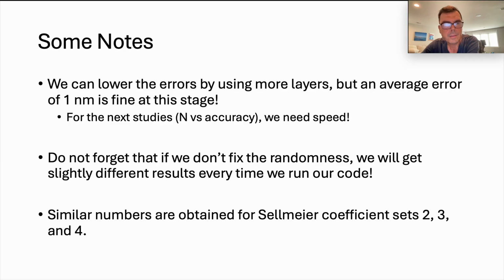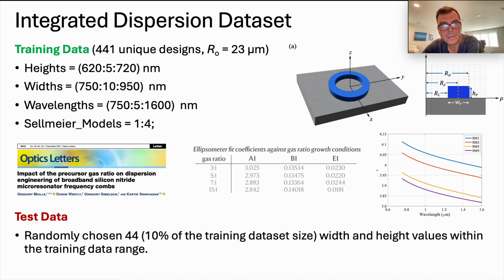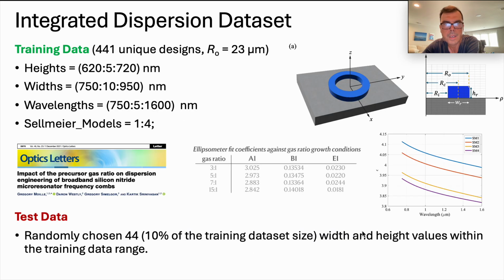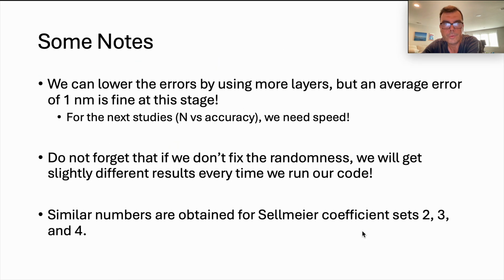The other thing is, by the way, I put these notebooks on my GitHub repository. You can see the address in the first slide, under ring dimension dataset, DS. But I forgot to fix the randomness. So every time you run these codes, you will get almost the same results, but with slightly different digits. So again, don't be surprised if you get slightly different results.